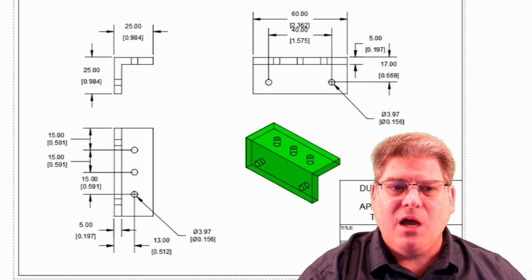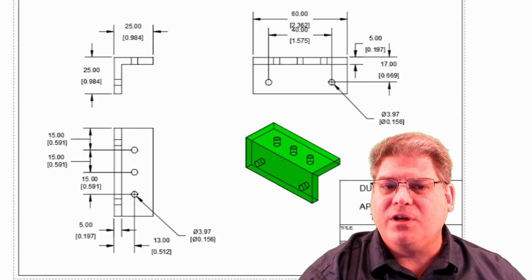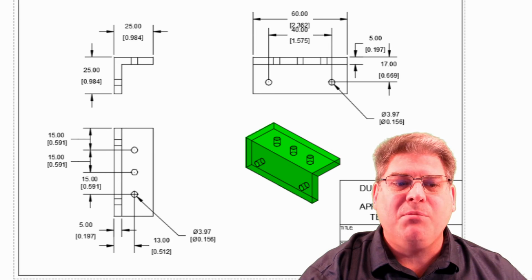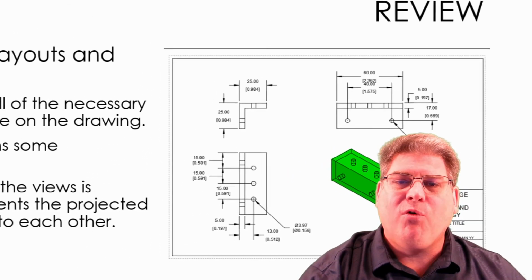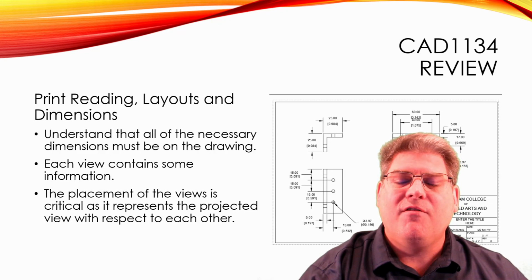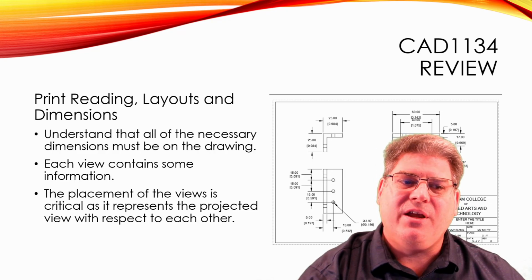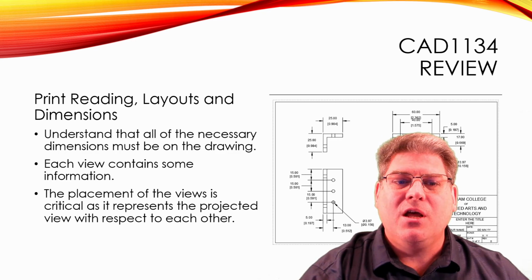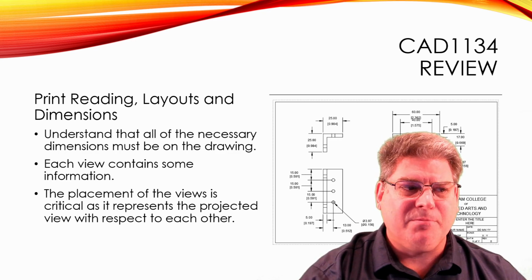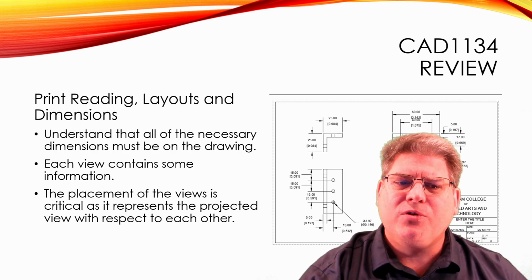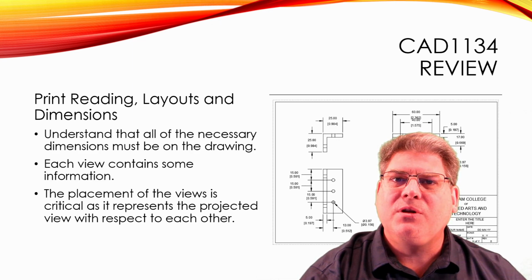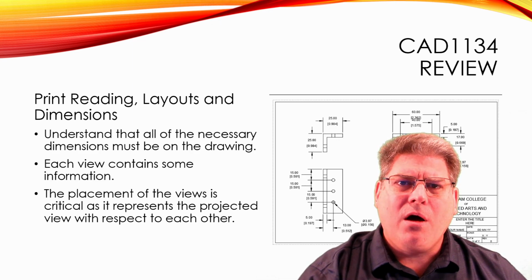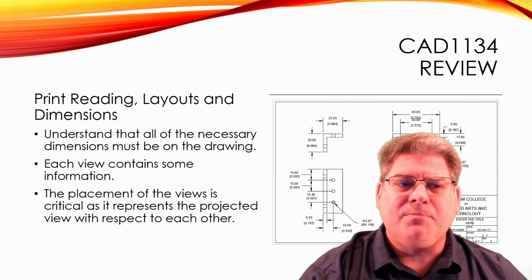The same with the holes. Now, stating that the holes are 3.97mm on both of them could have been avoided by adding a note that says 5 places. But in this case, they are actually two different drawings, and so we can get away with having that same dimension in two places. Even the isometric view, the shaded view, is there for a purpose, and that is to help the viewer, the reader, understand what's going on.